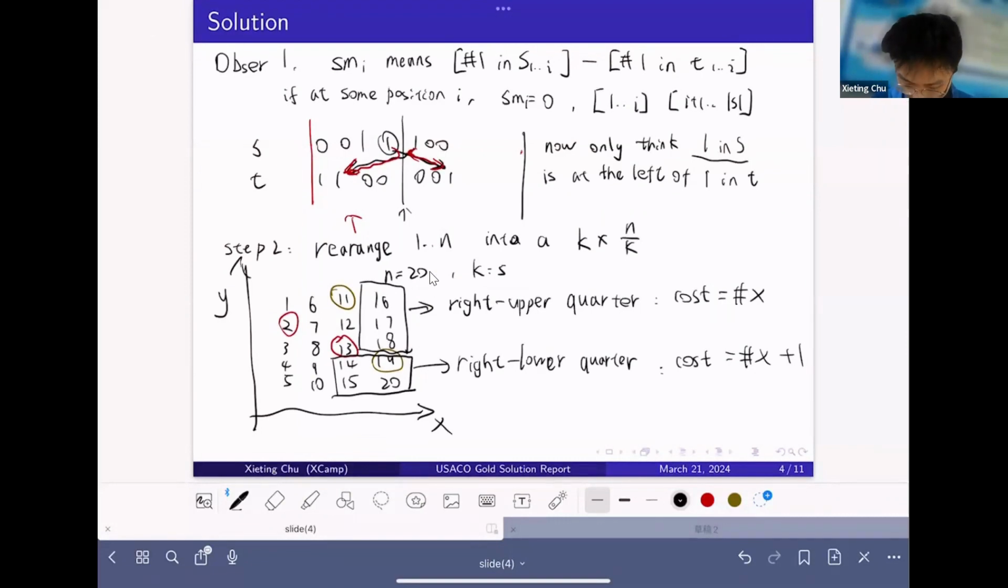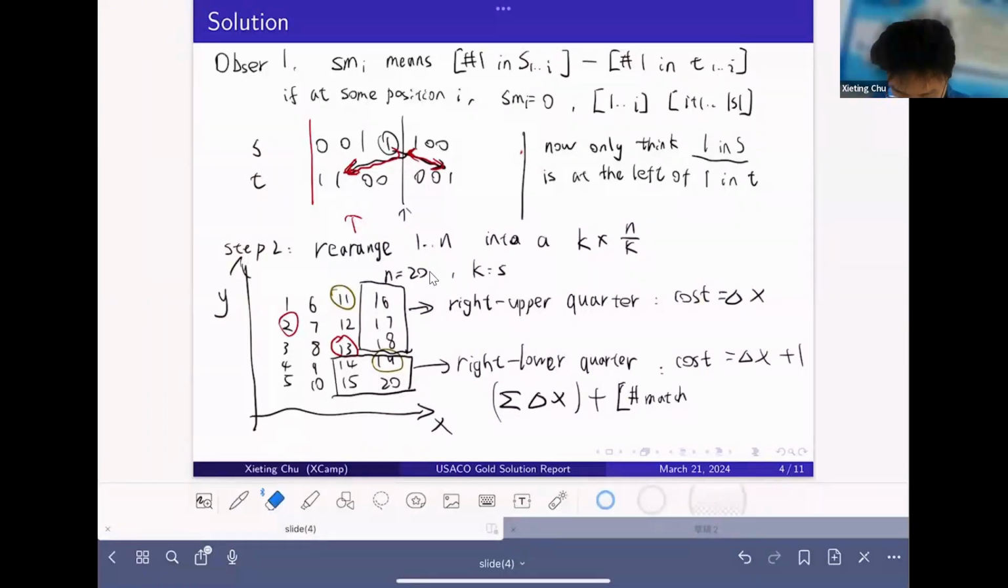And what's the benefit of this? We find that now we take the sum of all the ones in S of the x-axis difference, delta x. All the delta x is the first part, and then plus the number of matches of red and yellow of this type of matching.